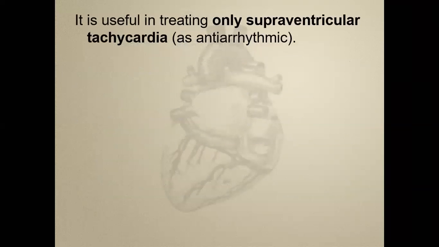And as a result, these drugs have an inhibitory action on the heart, and more arterial action, and are used to treat only supraventricular tachycardia as antiarrhythmics, because these drugs are used to treat arterial hypertension and ischemic heart diseases too. We'll discuss these drugs again when we discuss drugs to treat ischemic heart diseases and arterial hypertension.